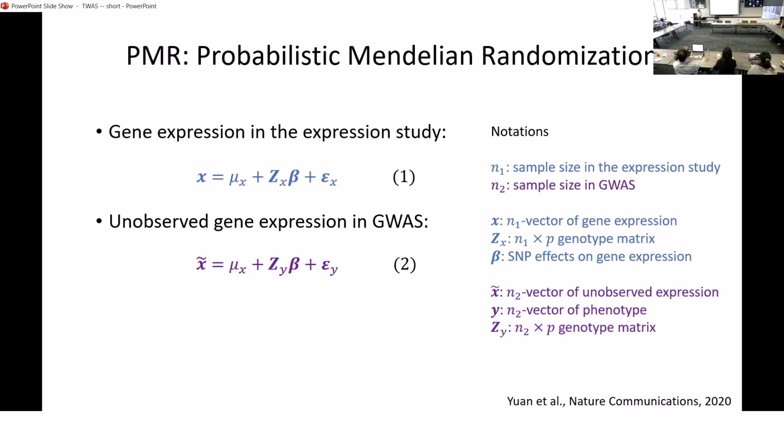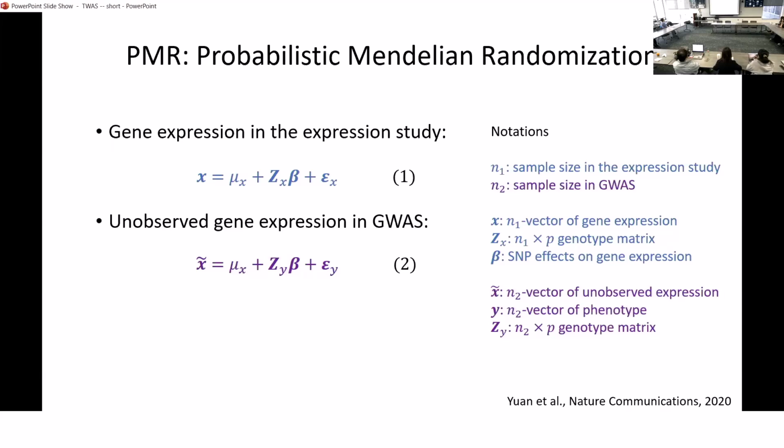And let's assume this gene expression in the GWAS data, then we look at the GWAS data. So that's our second data. And typically in GWAS data, those individuals do not have gene expression measurement. Therefore, we will denote those gene expression measurements for each individual as missing data, and we will simply denote it as X tilde.